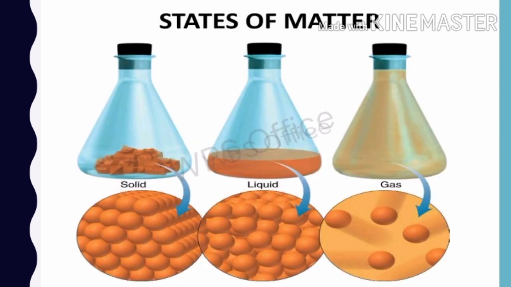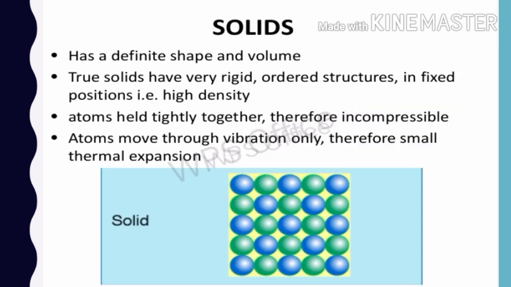So this is the states of matter. You can see the pictures showing the formation of the solid, the liquid, and the gas. The characteristic of a solid is a definite shape and volume. True solids have very rigid, ordered structures in fixed positions and high density. The atoms are held tightly together, therefore incompressible, and atoms move through vibration only, therefore small thermal expansion.